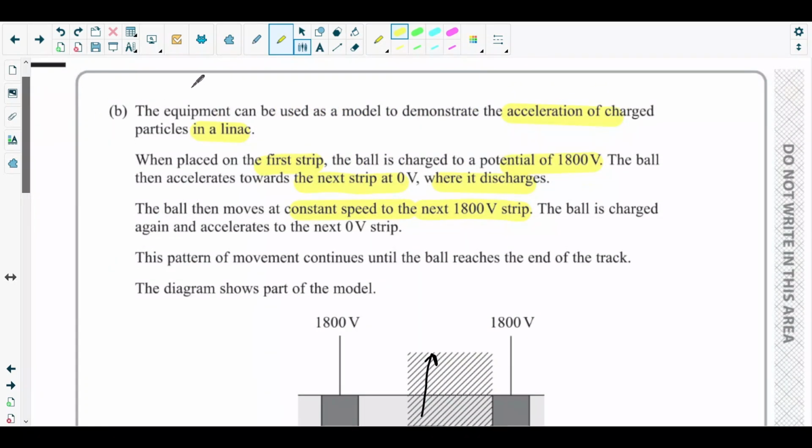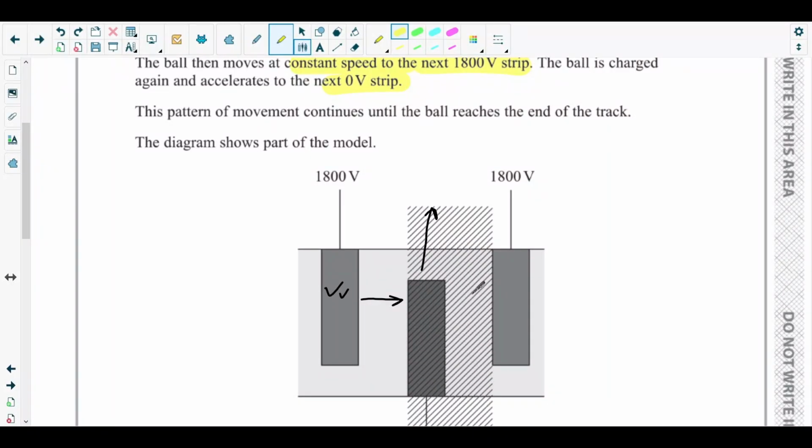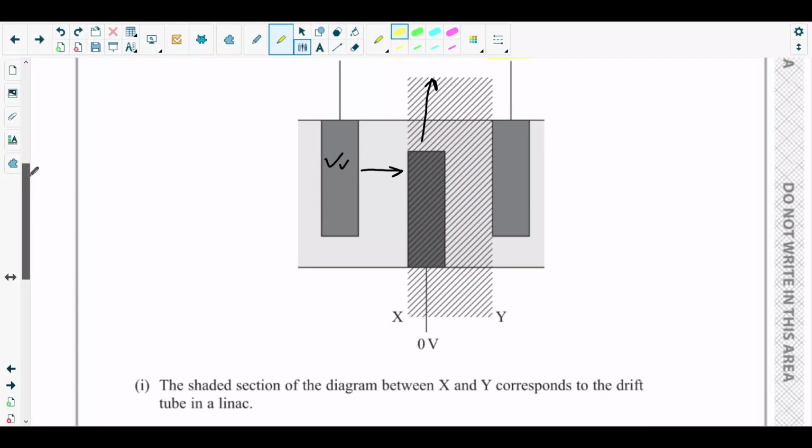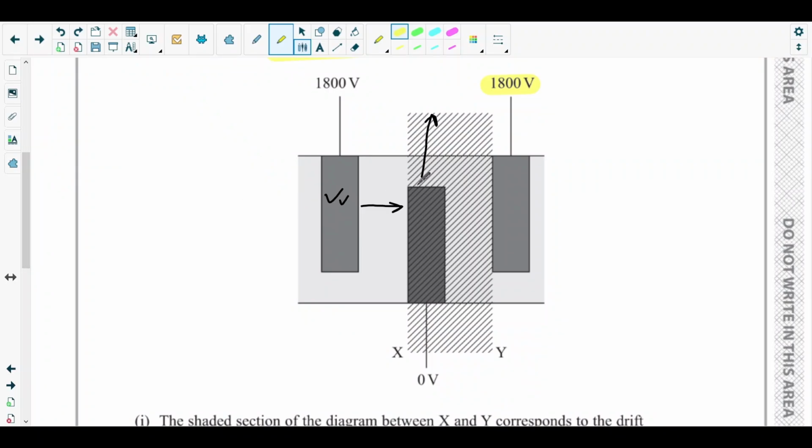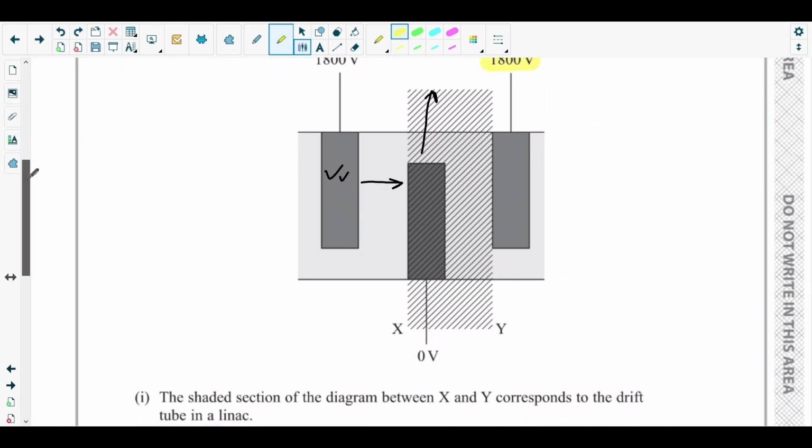Okay, the ball is charged again and accelerates to the next 0 volt strip. So again after moving with constant speed between X and Y, it reaches the 1800 volt strip, and at that strip it will get charged again. This pattern of movement continues until the ball reaches the end of the track. The diagram shows part of the model, and there is a shaded region XY.